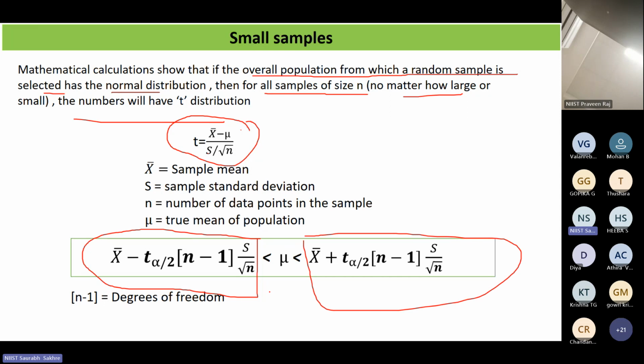And here n minus 1 is what? N minus 1 is our degree of freedom. That I'll show you what it means. N minus 1 is our degree of freedom. So instead of z alpha by 2, I am taking t alpha by 2, n minus 1. Rest of the formula is same, and sigma is replaced by s. Okay.